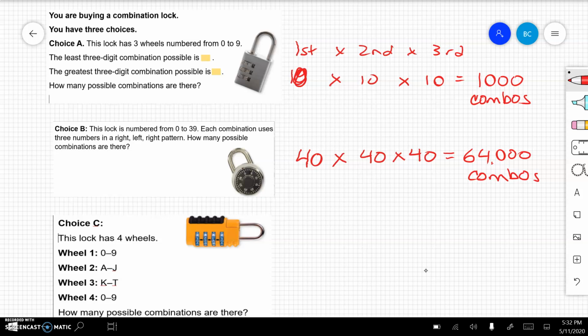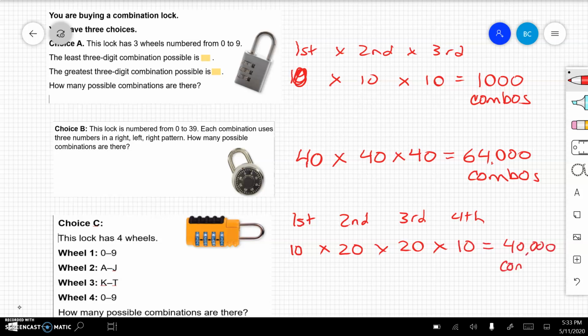And then finally on choice C, I have the first wheel, the second wheel, the third wheel, and the fourth wheel. For the first one, I have 10 number possibilities. The second one, I have 20 letter possibilities. The third one, I have 20 letter possibilities. And the fourth one, I have 10 number possibilities. So on that one, I have 40,000 combos. So you can see now how we can use what we just learned about the fundamental counting principle to find the total number of combinations.